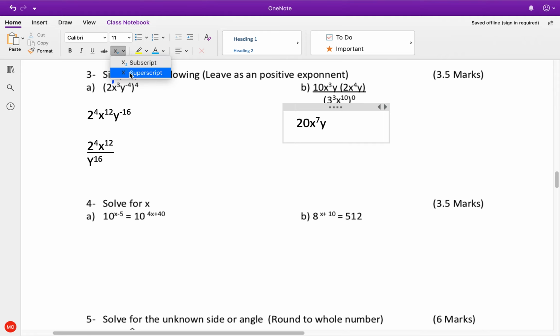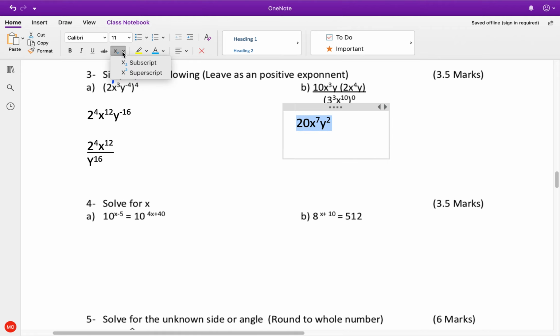Now, this is all going to be over top of whatever my answer is for below. Now, if we remember, anything to the power of 0 equals 1. And all this is to the power of 0, so it's just going to equal 1. And then we're done.